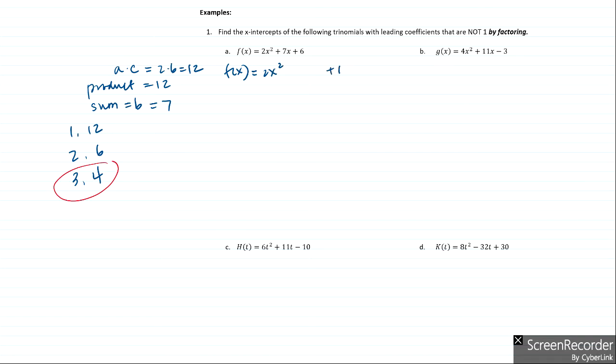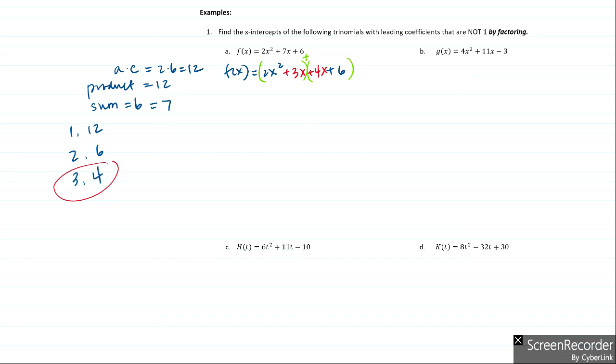Once we have this, we can rewrite our original function by keeping the first quadratic term and the last constant term. But we're going to rewrite the middle term, because I know what two numbers add up to 7. In this case, it would be positive 3 and positive 4. So I would have positive 3x and positive 4x here. Once I do this, I can separate them into two groups and connect the two groups by addition.